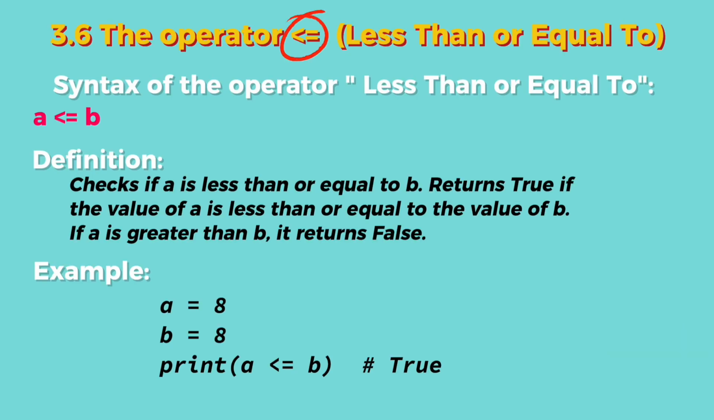Finally, less than or equal to checks if the value of A is less than or equal to the value of B. For example, if both A and B are 8, A less than or equal to B returns true. It would also be true if A is 3 and B is 4. Let's see how Python runs this code.